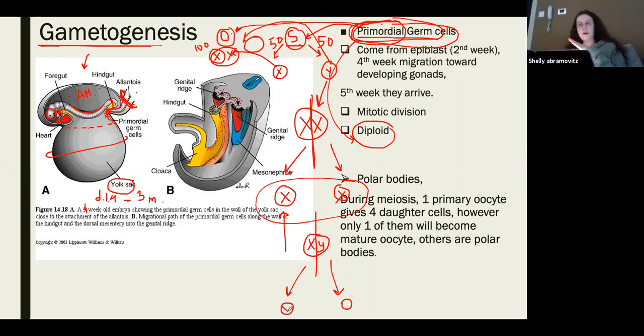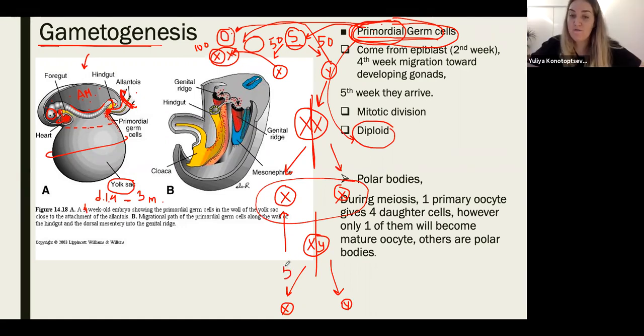X in one of them, X and Y in the other. X in one, very good. Y in another. So you can see that, one oocyte and one sperm cell, as a population, 50% has X chromosome, 50% has Y chromosome.